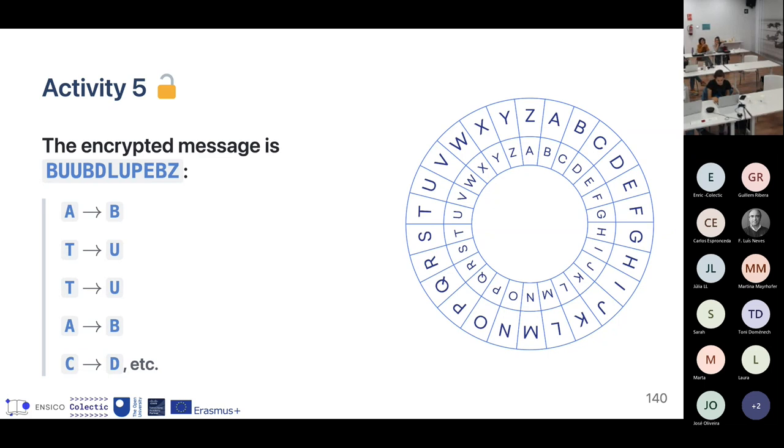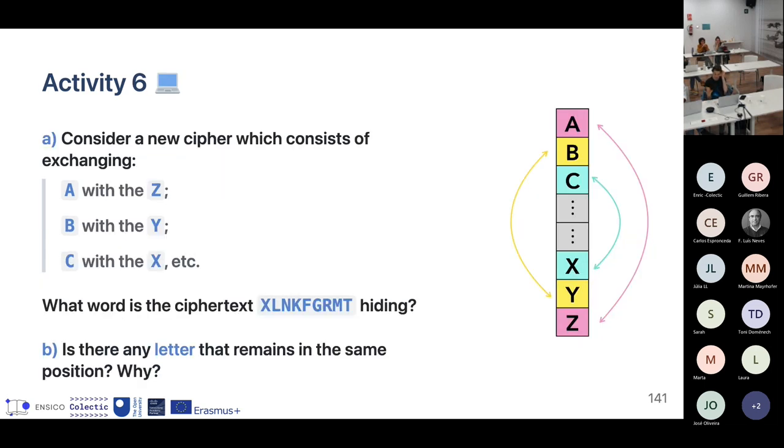Now we are going to show you a different cipher. And to make things very clear, nowadays we use much more sophisticated encryption techniques, okay? This is a very simple cipher. Our computers actually use more complex ciphers, of course. Now, consider another cipher which consists of exchanging A with Z, B with Y, C with X, and so on. So basically, the first letter of the alphabet switches with the last letter, and the second letter of the alphabet gets swapped with the second last letter of the alphabet, and so on and so forth, okay?